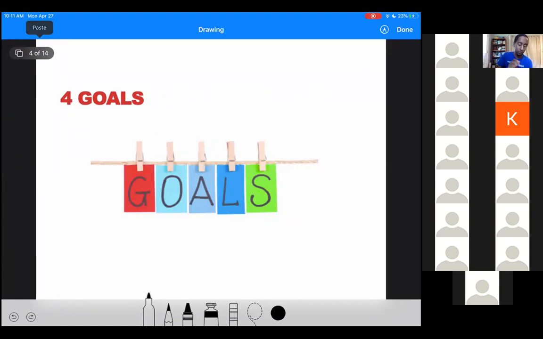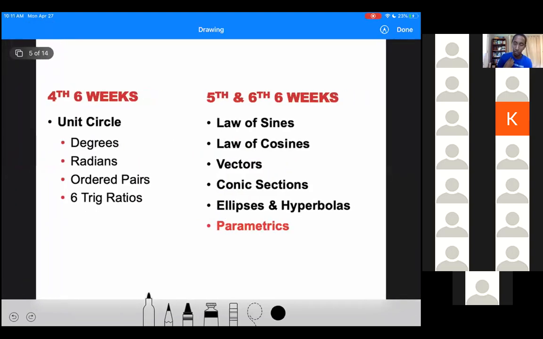Here is a big picture of what we've done thus far this semester, just to give you some insight. The whole 4th six weeks was basically the unit circle, and this is going to come up as one of the first things you do in AB calculus. That was most of the 4th six weeks. Then the 5th six weeks and the 6th six weeks.